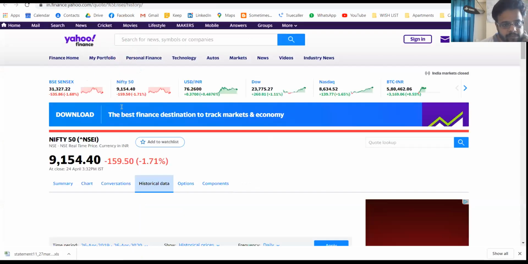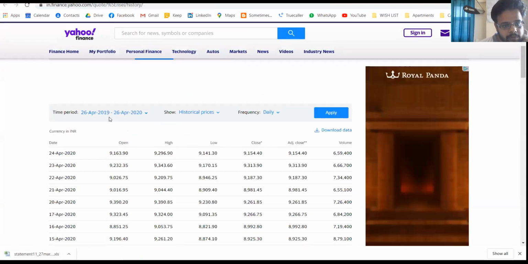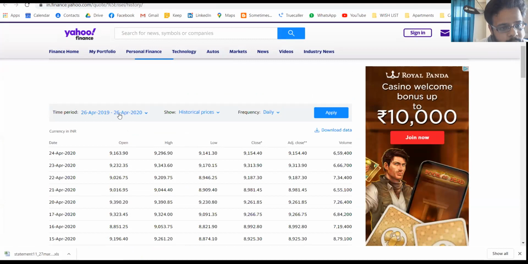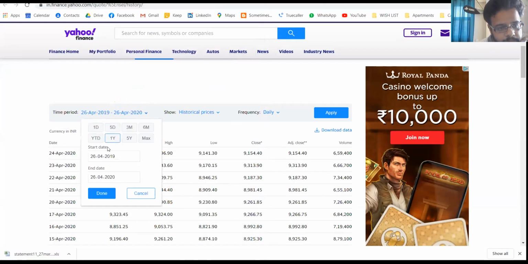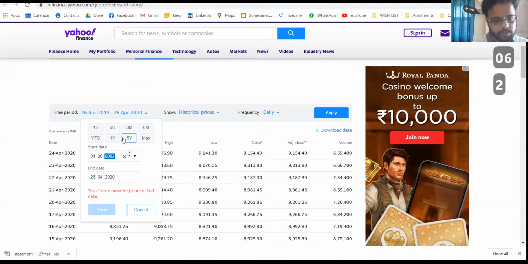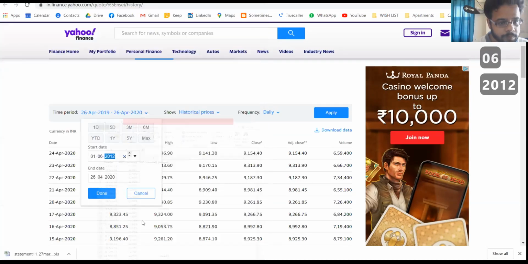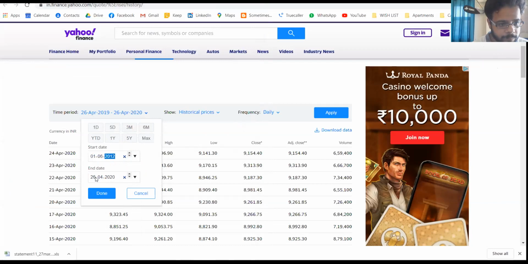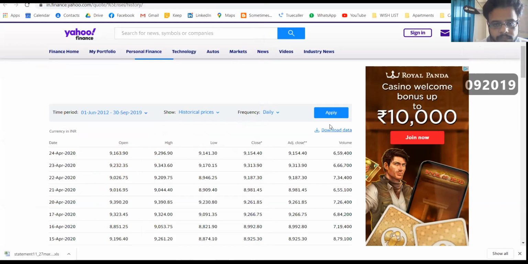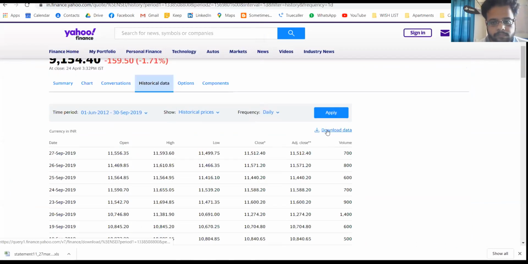So I have taken the Yahoo Finance data and I have searched for a period of 2019 to 2020. Now I want data from June 2012. Just in case the markets were closed on 30th June, it's safer to take data from 1st June itself, 2012. And up until, I want the data till 30th September 2019. I download the data.